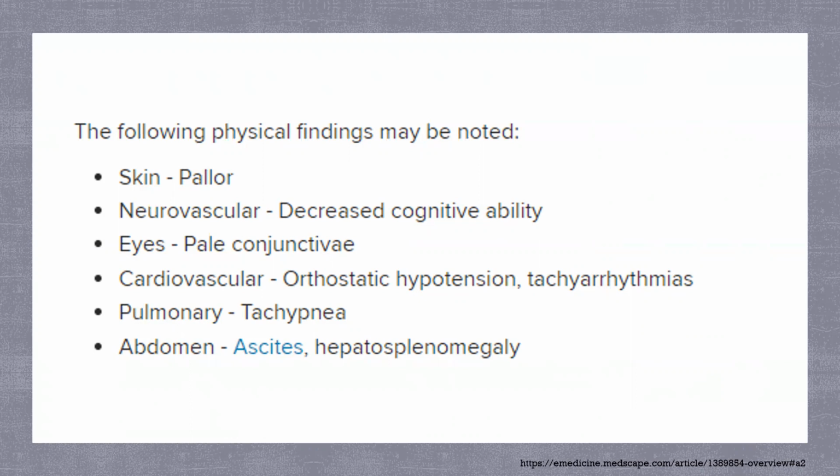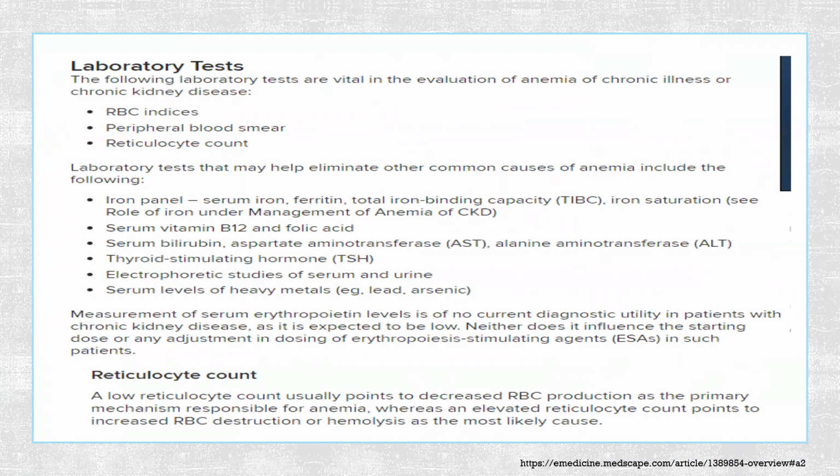tachypnea, ascites, hepatosplenomegaly. The following laboratory tests are vital in the evaluation of anemia of chronic illness or chronic kidney disease: red blood cell indices, peripheral blood smear, and reticulocyte count. Laboratory tests that may help eliminate other common causes of anemia include iron panel, serum vitamin B12 and folic acid levels, serum bilirubin, AST/ALT, TSH or thyroid stimulating hormone levels, electrophoretic status of serum and urine, and serum levels of heavy metals.